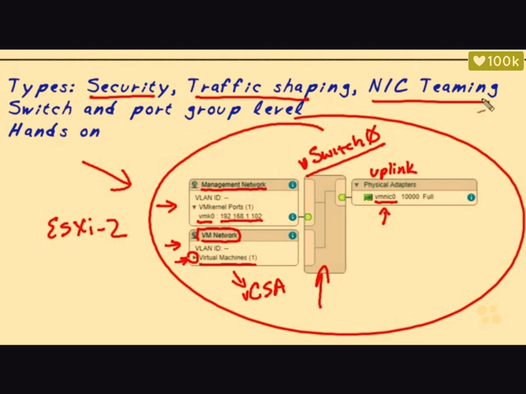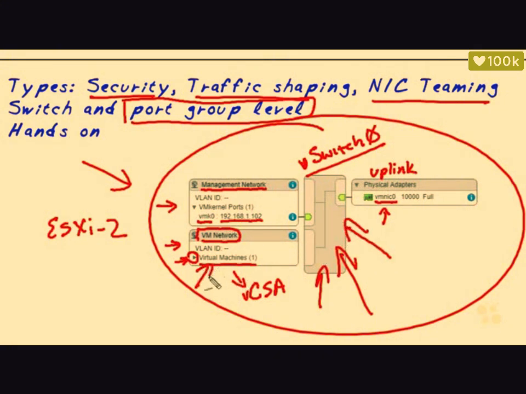And I also want you to know that we can apply the policies for security, traffic shaping, and NIC teaming either to the switch as a whole, which would mean that the policies apply to all the port groups on that switch. And we can also go down to the port group level and apply those same policies. And if there's two policies, one at the switch level and one at the port group level, and if they're in conflict, for example, at the switch level it says yes, and at the port group level it says no, the policy that's applied at the port group level is the one that would win.